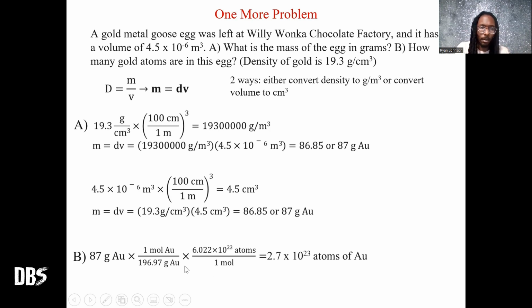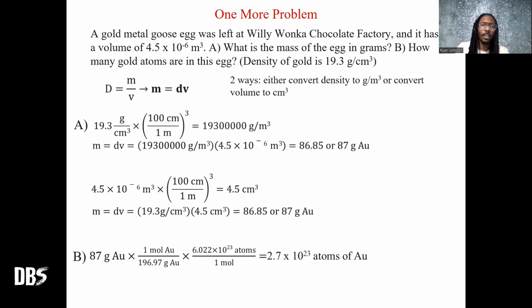My moles cancel out. My grams are gone. I'm left with atoms on the top. Now all I have to do is multiply and divide, and I get 2.7 times 10 to the 23 atoms of gold for my final answer. Okay? So everybody, that's it.